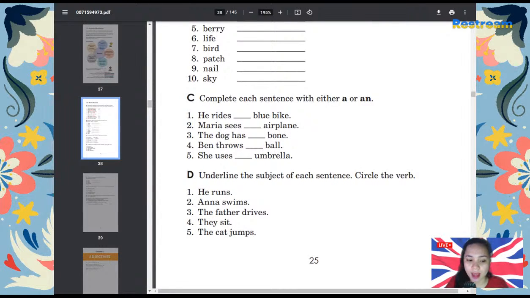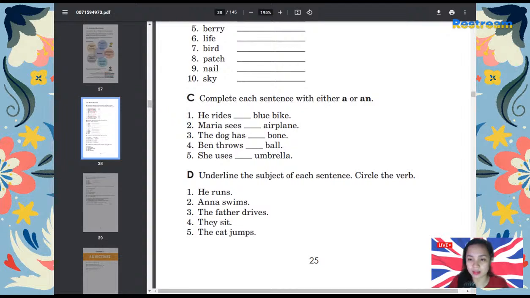Number five, the cat jumps. The cat jumps. So which one there is the subject, and which one there is the verb? Anyways, as I said earlier, it's really important that you have a subject and a verb in the sentence. Remember that, okay?